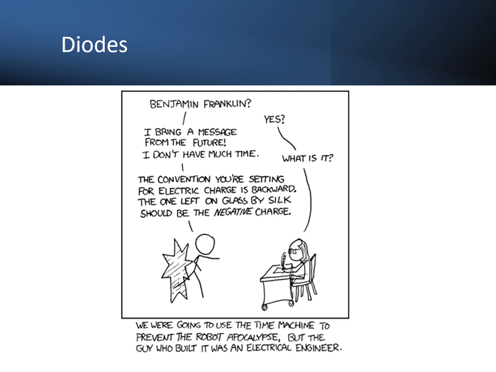But I also have this little cartoon. We were going to use the time machine for preventing the robot apocalypse, but the guy who built it was an electrical engineer. And so this is an electrical engineer going back in time to meet Ben Franklin. Yes, I bring a message from the future. I don't have much time. Well, what is it? The convention you're setting for electric charge is backward. The one left on glass by silk should be the negative charge. That would fix everything.